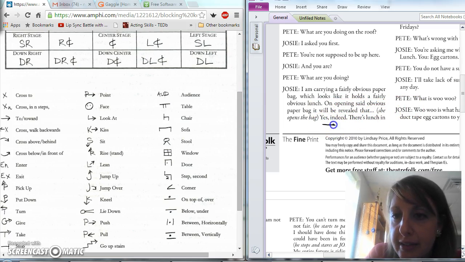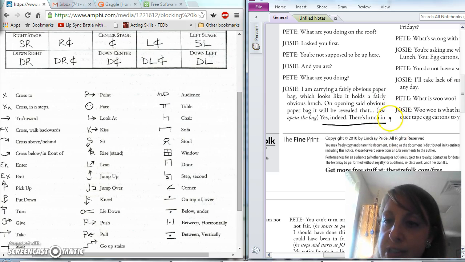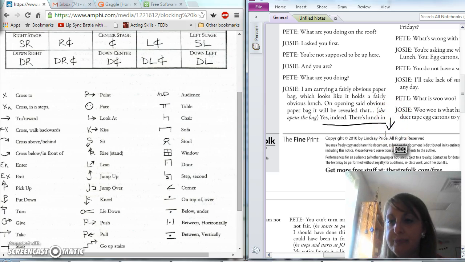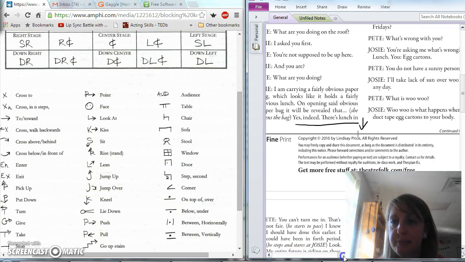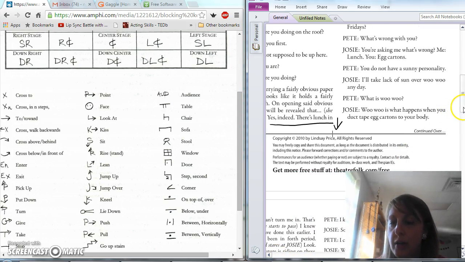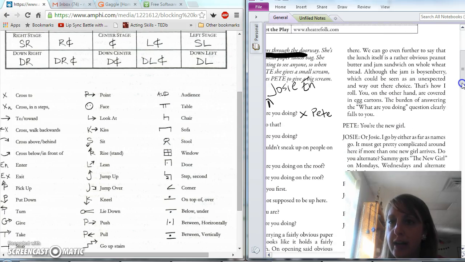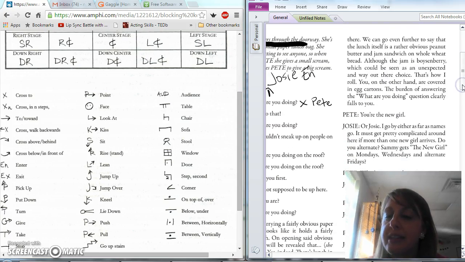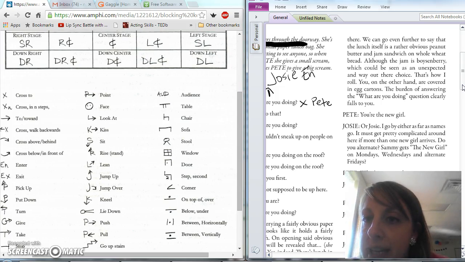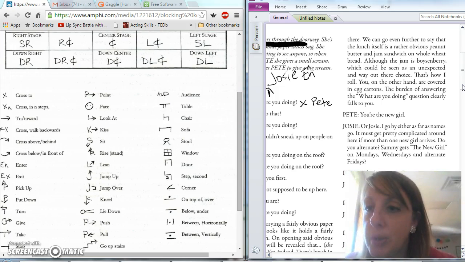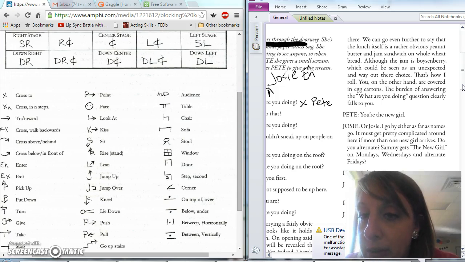Yes, indeed, there's a lunch. I'm going to have her sit on that line. So I'm going to write that there. So there's lunch there. We can go even further to say that the lunch itself is a rather obvious peanut butter and jam sandwich on whole wheat bread. Although the jam is boysenberry, which could be seen as an unexpected and way out there choice, that's how I roll. You, on the other hand, are covered in egg cartons. The burden of answering the what are you doing question clearly falls to you.